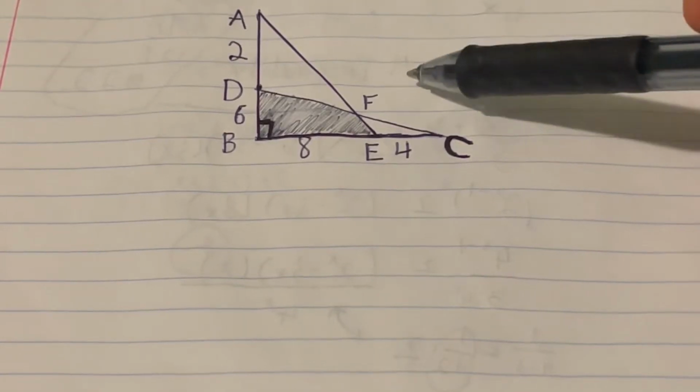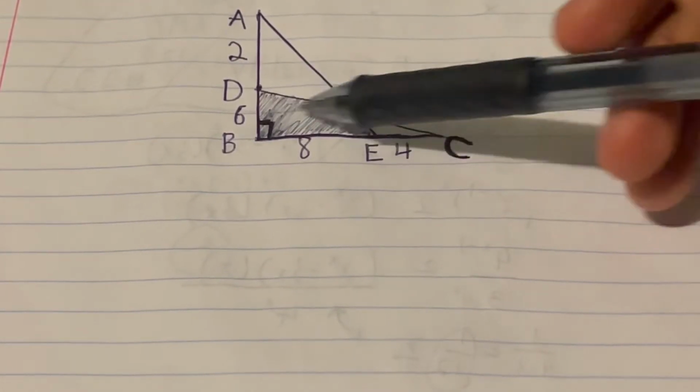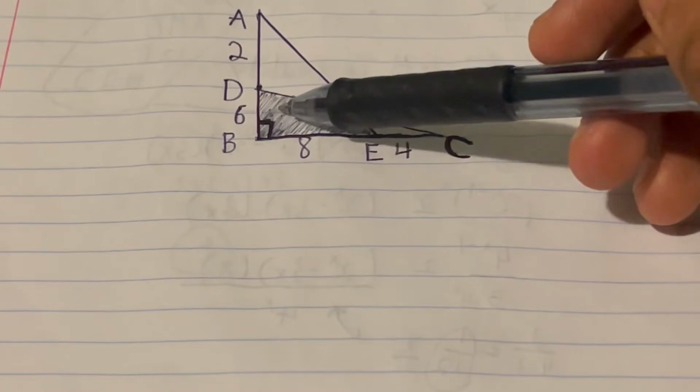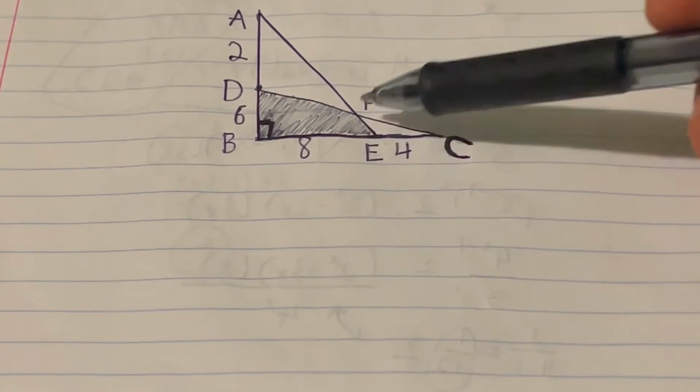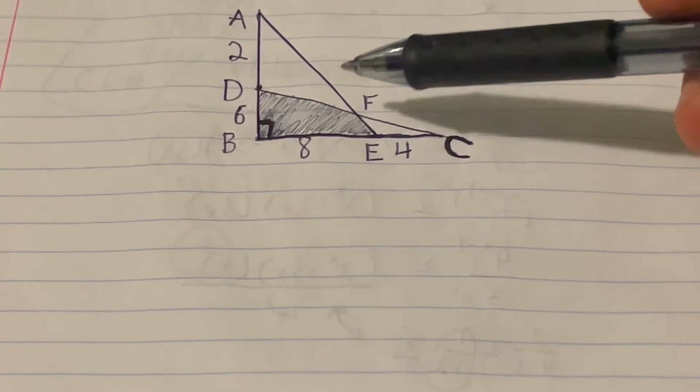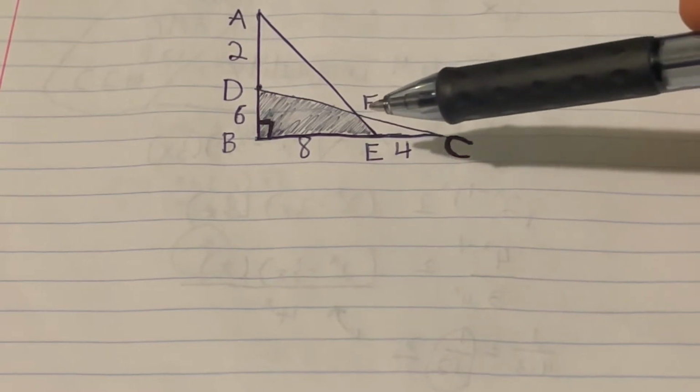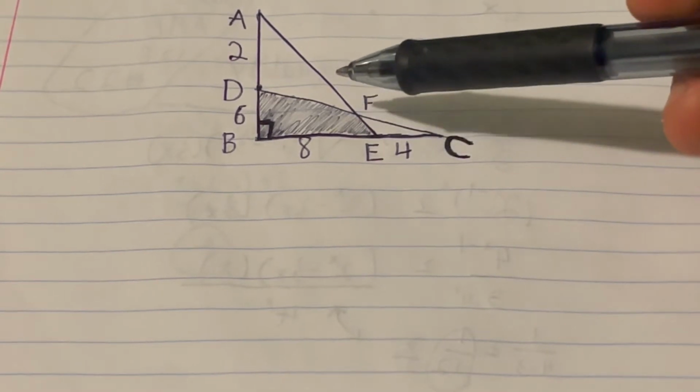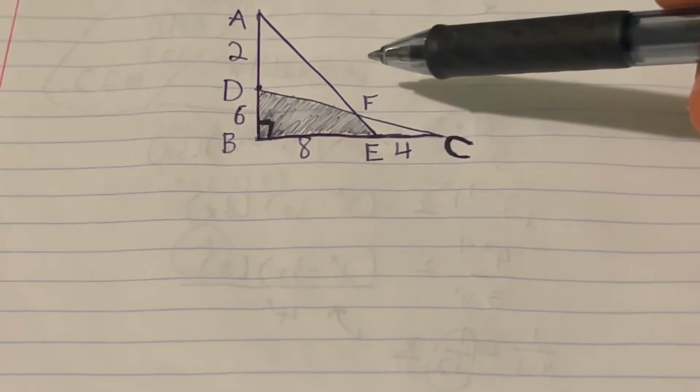Some time ago, Michael Penn did this video where he had this figure over here and he wanted to find the shaded area right here. And he solved it in a certain way. I'll link that original video in the description. But I'm just going to solve it in a different way. So where do we begin with this?